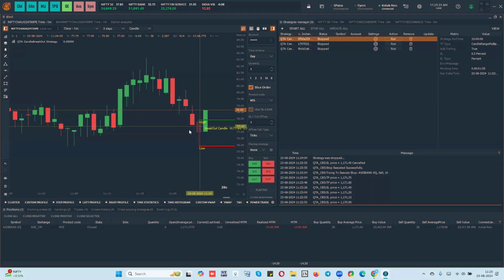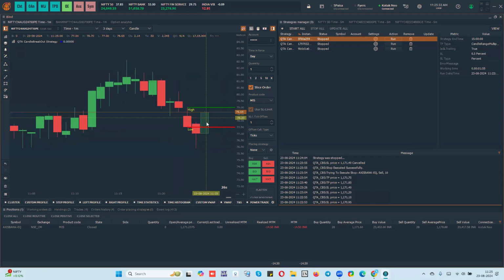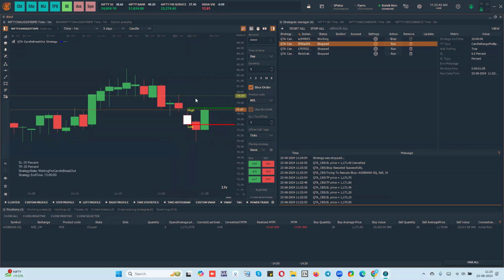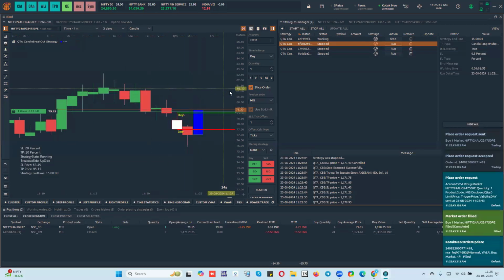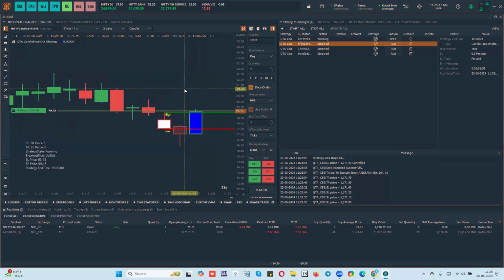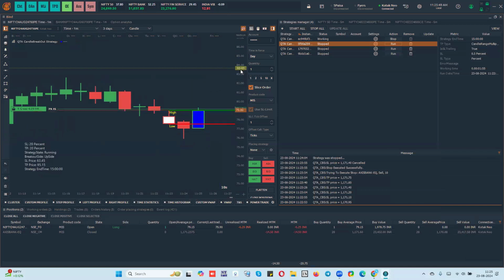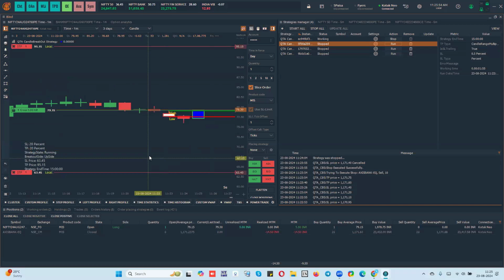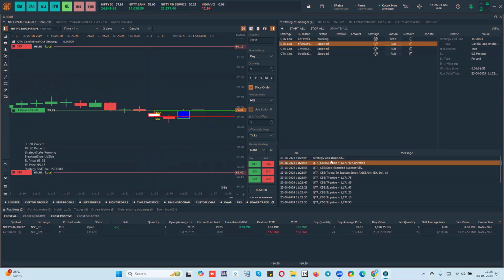So now I have the option of selecting whichever candle I want to trade. Say, let's say I will select this candle. So now the trade got executed and it placed the 20% stop loss as well as take profit. Since I have not placed the trailing stop loss, the stop loss will remain at this level. It won't move.